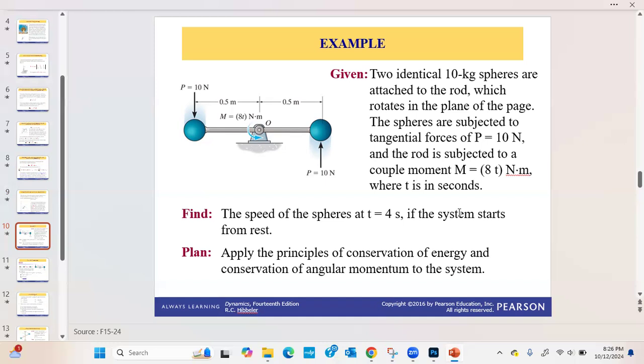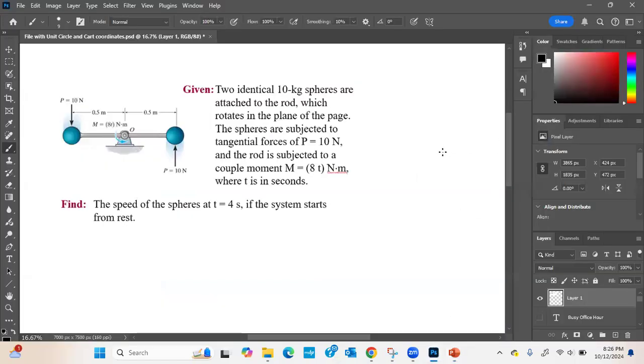Plus, there's an added moment on the rod of 8t Newton meters, where t is in seconds. Now, they want us to find the speed of the spheres at t equals 4 seconds if the system starts from rest. They suggest we apply the principles of conservation of energy and conservation of angular momentum to the system. So we'll have perhaps some energy and some angular momentum. So here's the problem. Let's see if we can work our way through this.